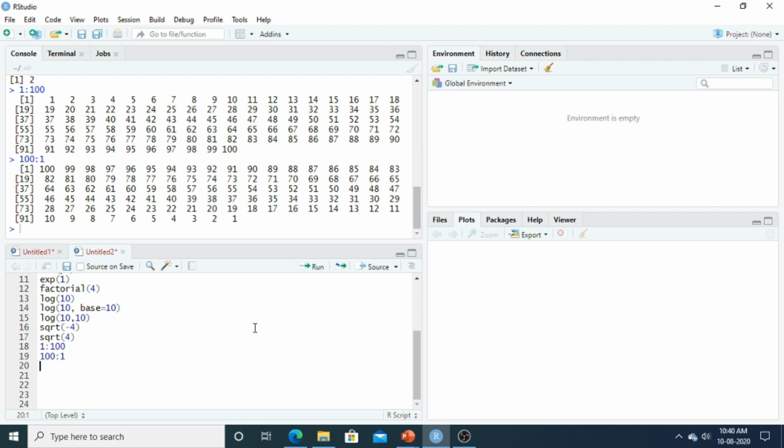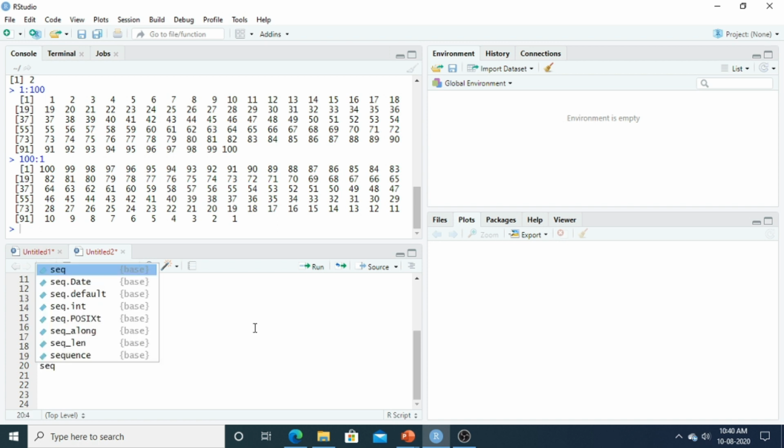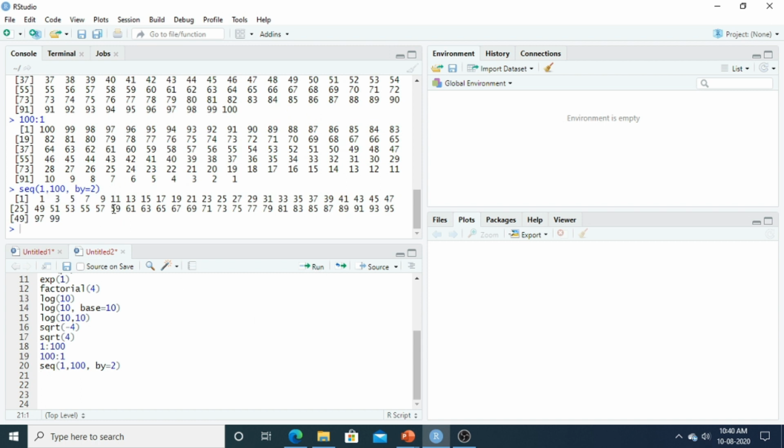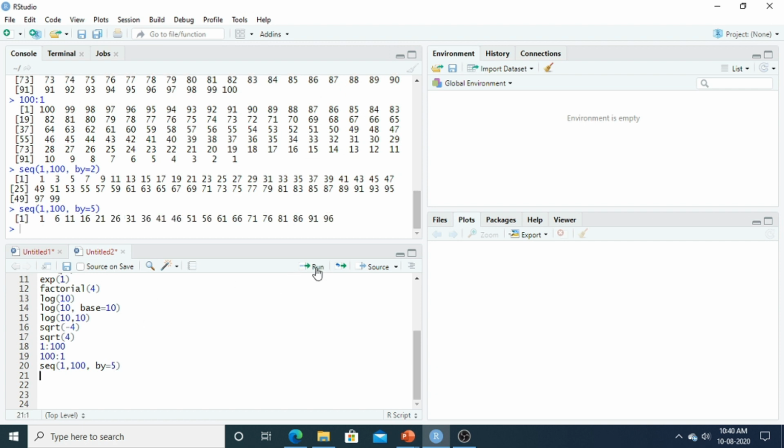But sometimes you need a sequence with a certain length or difference. Suppose I want 1 3 5, where the difference is 2, then I can write seq, sequence, 1,100 by 2. So this will give me 1 3 5 7 this way. Or suppose I need the difference to be 5, so I can get 1 6 11 16, in this way I can get my sequence.